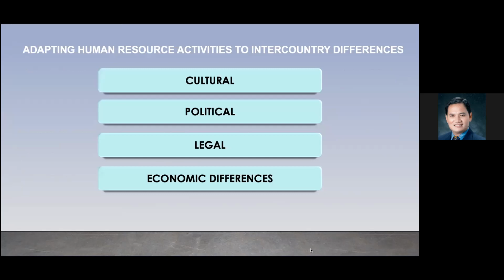Now let us discuss how to adapt the human resource activities to inter-country differences. The challenges of international human resource management don't just stem from the distances involved, although that is also important, but the bigger issue is dealing with the cultural, political, legal, and economic differences among countries and their people. So the result is that what works in one country might fail in another.